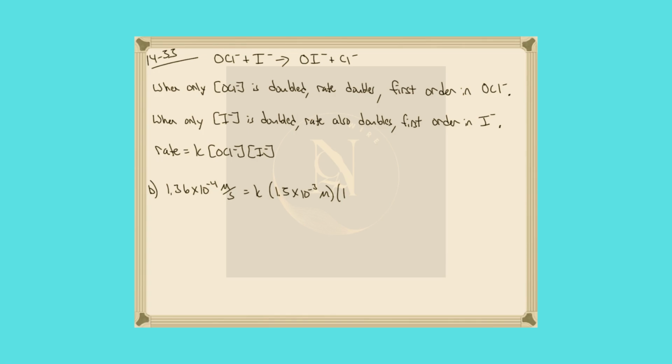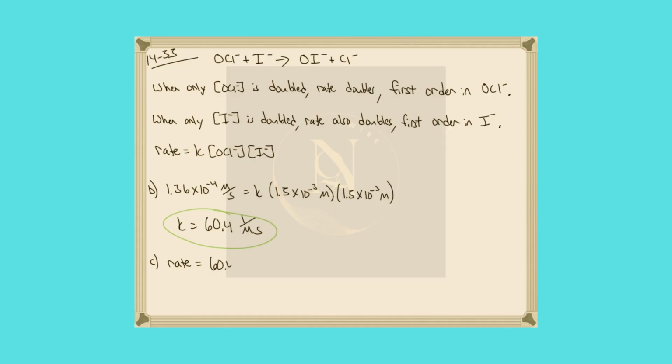You can choose any set of data you want, any line. I'm going to choose the first line that has the concentration of OCl⁻ and iodide at 1.5 times 10 to the negative 3, with an initial rate of 1.36 times 10 to the negative 4. Rearrangement then gives us a k value of 60.4 1 over molarity seconds.